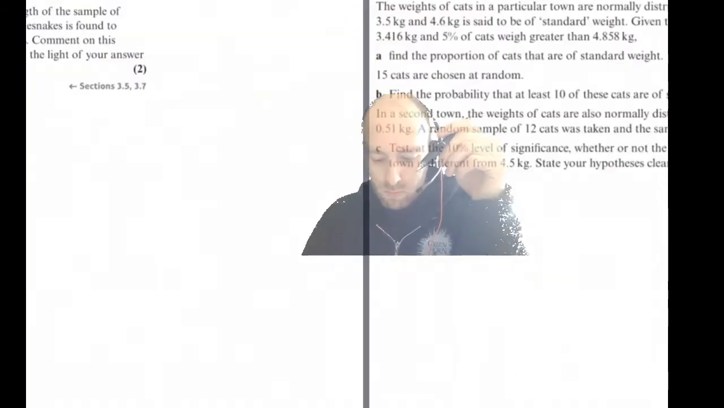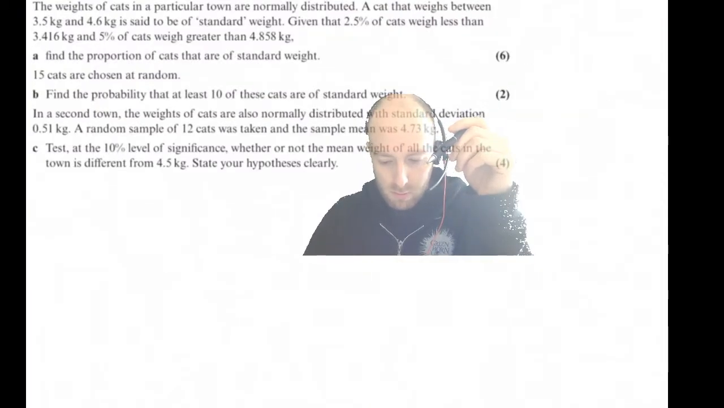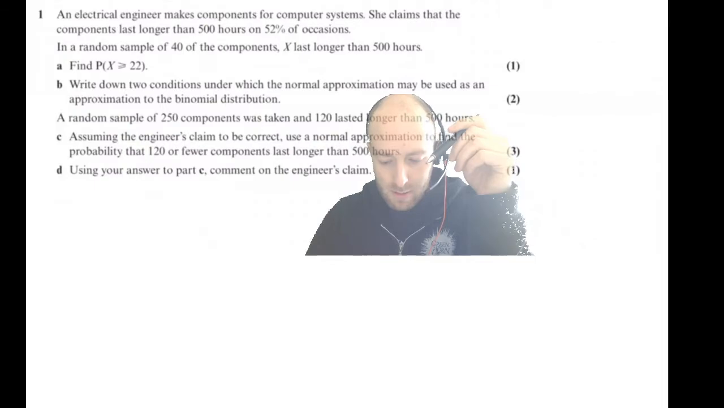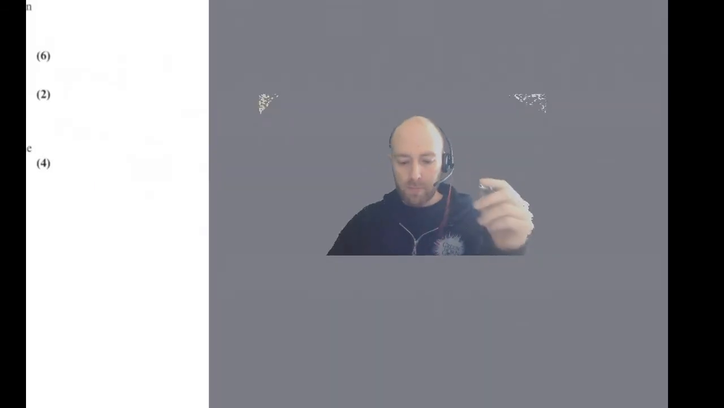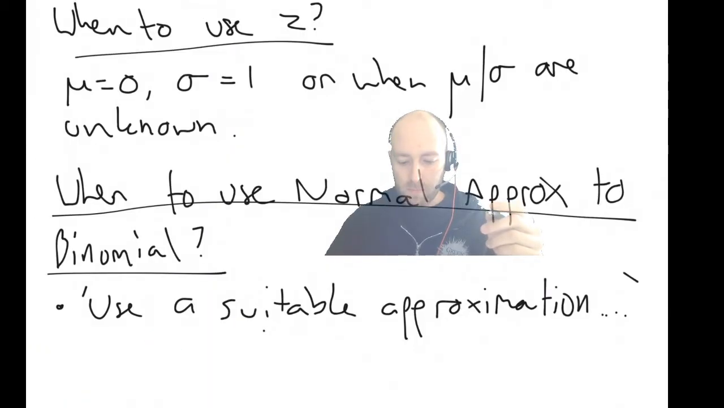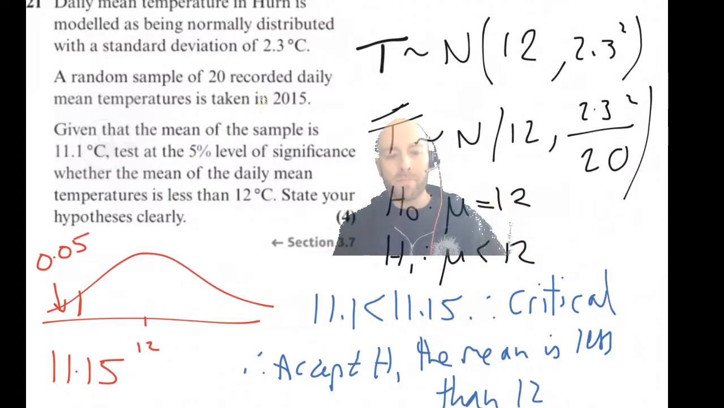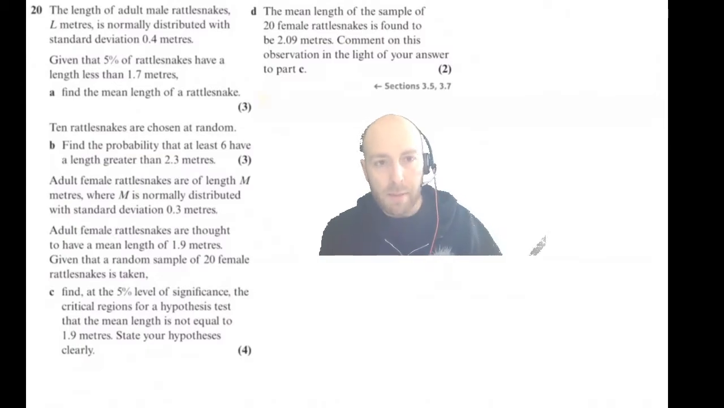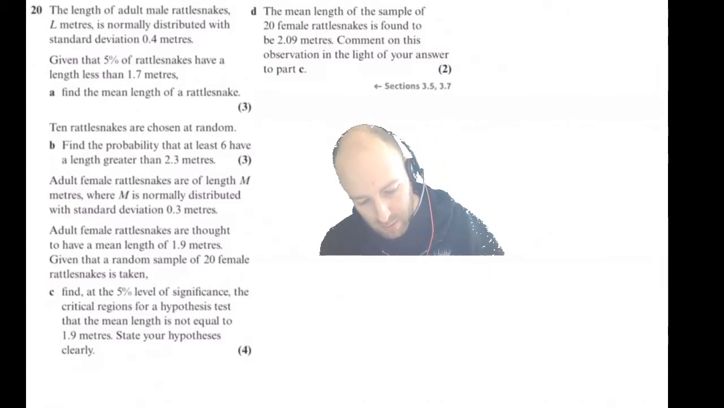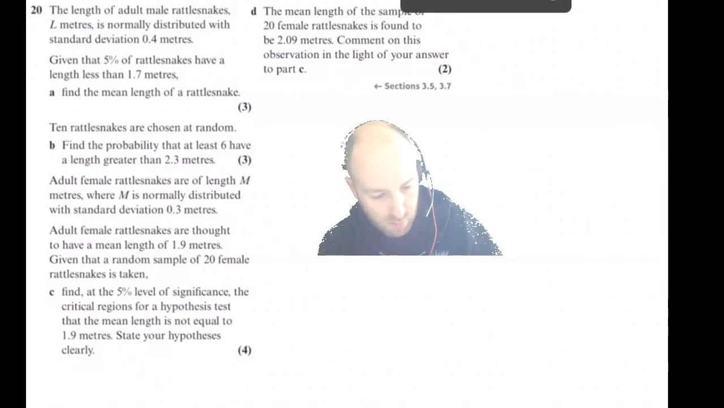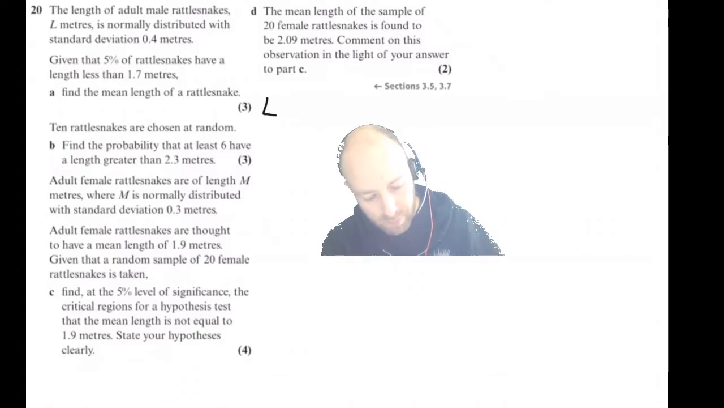So, not the cat's one. Where's the snake's one? There you go. Cool. Nope. Cool. Right. So yeah, we need to use the Z distribution. So Z. What should we use? L. And we're going to use the Z distribution to find mu.